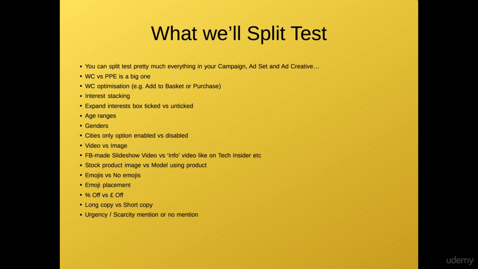And here's what you can split test. Pretty much everything in your campaign, ad set, and ad creative, from, for example, the campaign, website conversion versus paid post engagement. Which one gets you the most sales? That's a big one. If you're using website conversion ads, then the website conversion optimization. So, for example, whether optimizing for view content or for add to basket or for purchase generates you most sales or most profit. Interest stacking, so basically whether you target broad or whether you target narrow with your interests, or interests in general, really. You can split test all sorts of different interests.